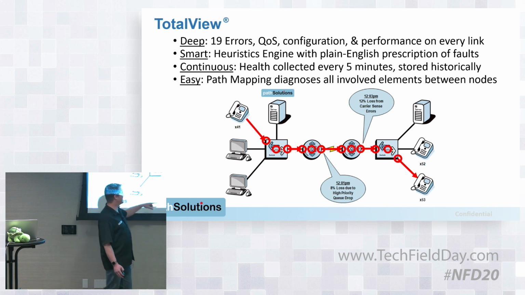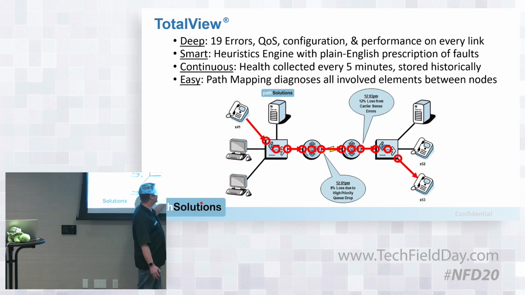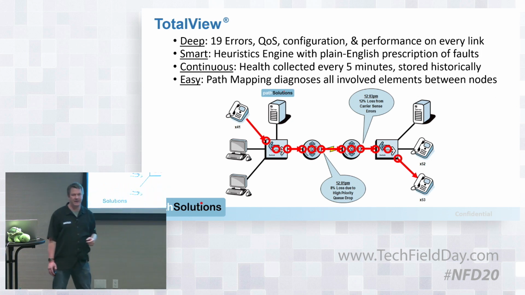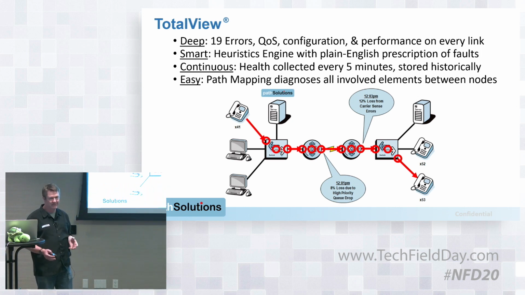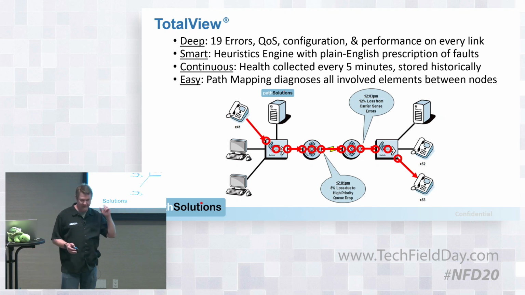That way, you can go back and say, oh, 12:01 p.m. at noon when this user complained about a problem, not only were we dropping some packets out of the high priority queue here, we also had some carrier sense errors here. So there are 2 problems going on at the same time. That allows you to solve those really difficult to solve problems where you say, hey, we think we found the problem. Nope, you only solved half the problem.